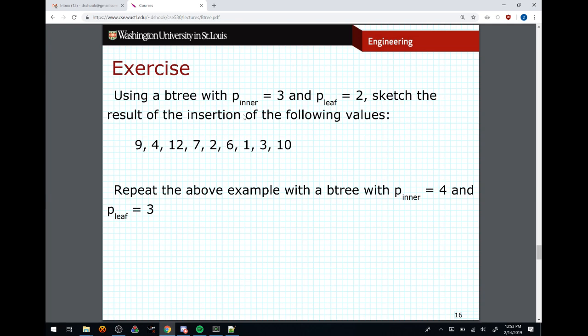I'm going to push a value up the tree. Which value? 9. So I don't have a root, but I can make one. And it's going to have a 9 in it. All right, we're good.